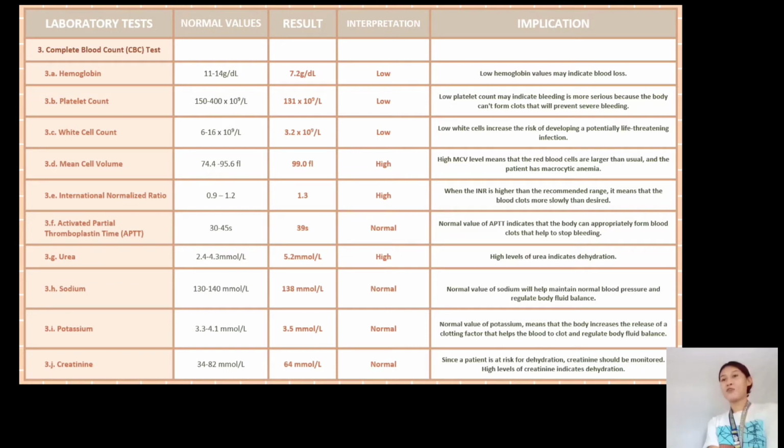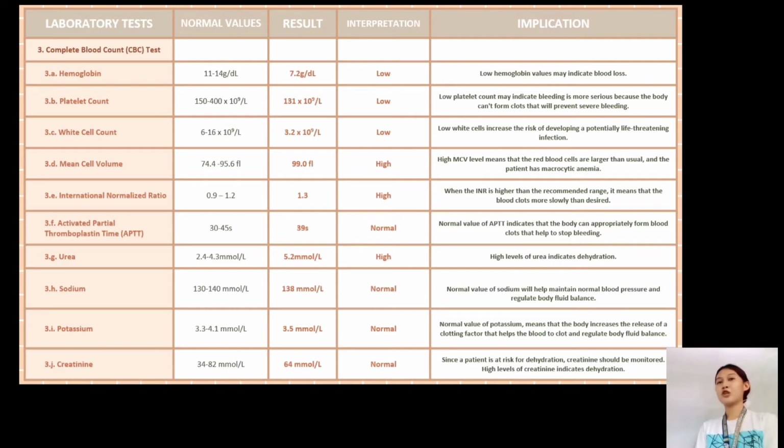Next, we have white cell count. The normal value for white cell count is 6 to 16 times 10 raised to the power of 9 per liter. The result is 3.2 times 10 raised to the power of 9 per liter. Interpretation is low. Implication, low white cells increase the risk of developing a potentially life-threatening infection. White blood cells are produced by your bone marrow to help your body fight infection.